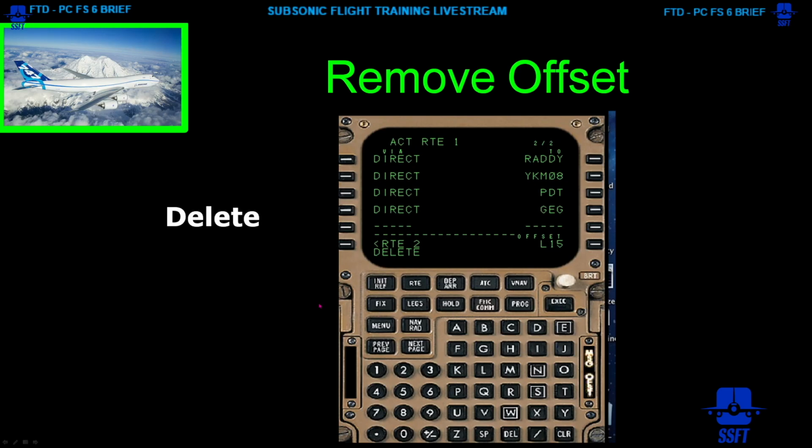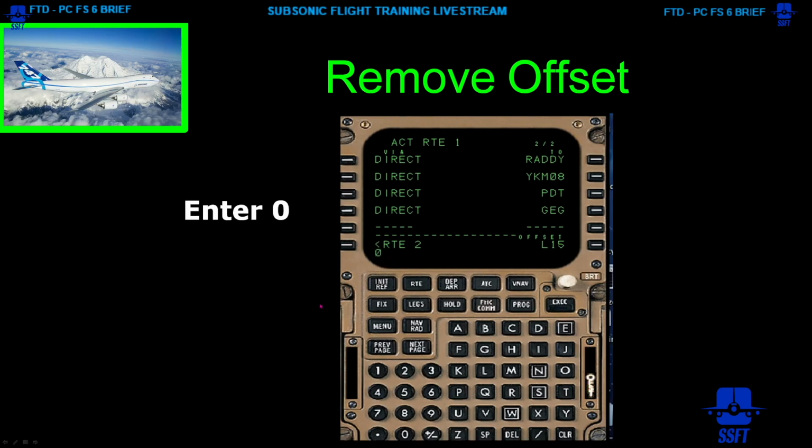The other way would be you could enter 0 in the scratch pad, and line select that to the offset line and execute. That would be another way. So you can delete or you can enter 0.